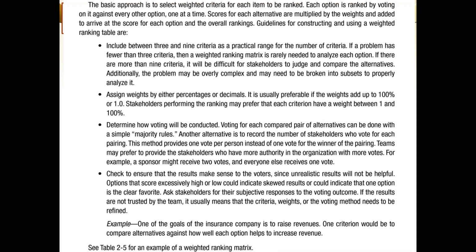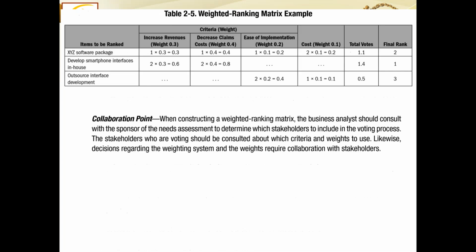So, for example, one of the goals of the insurance company is to raise revenues. One criterion would be to compare alternatives against how well each option helps to increase the revenue. So this could be a way of doing that. Let's have a look at this chart and see how this weightage has been calculated for various items. For example, there are 3 items to be ranked.